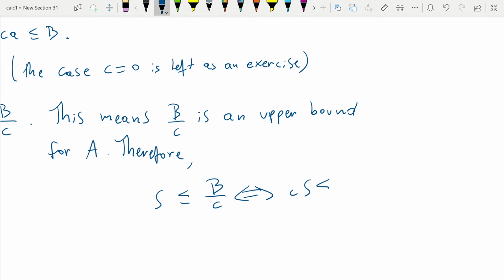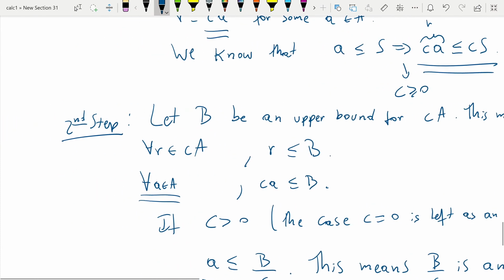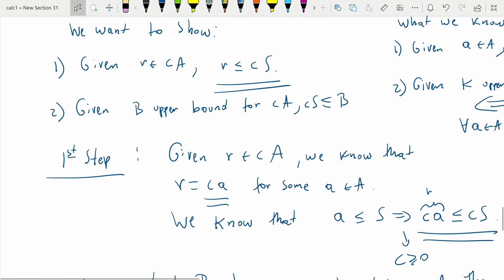C times S is less than or equal to B. Okay, and this is exactly what we wanted to show. This was the second property that we wanted to show here. C times S is going to be less than or equal to B.